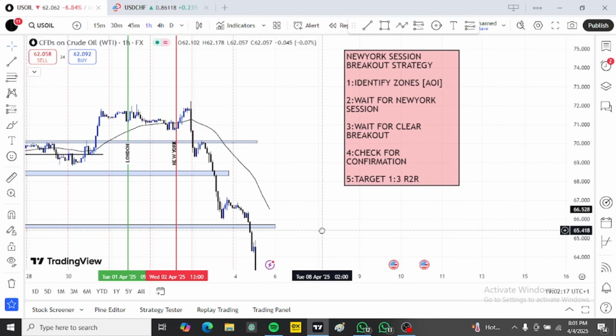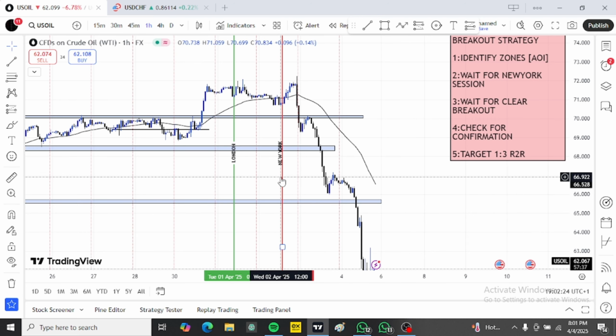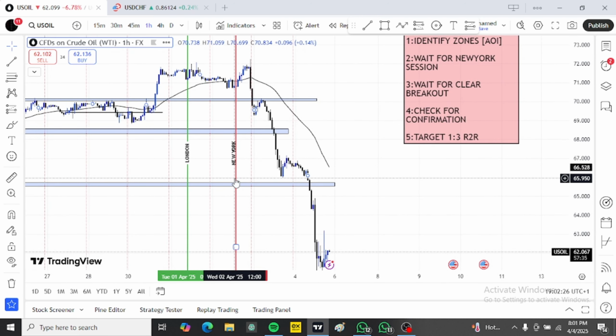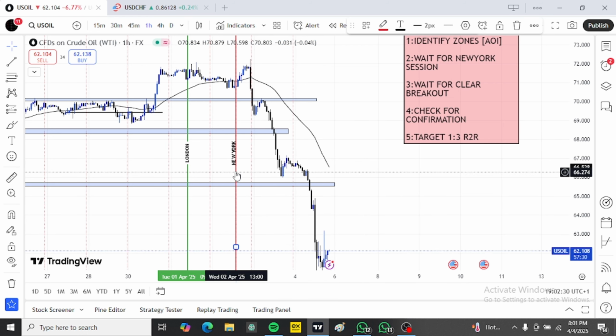The next thing is to wait for the New York session. The New York session starts at 1 p.m. Nigerian time. That's why I've put this red line here. That's the New York session of that particular day. Let me mark another New York session.